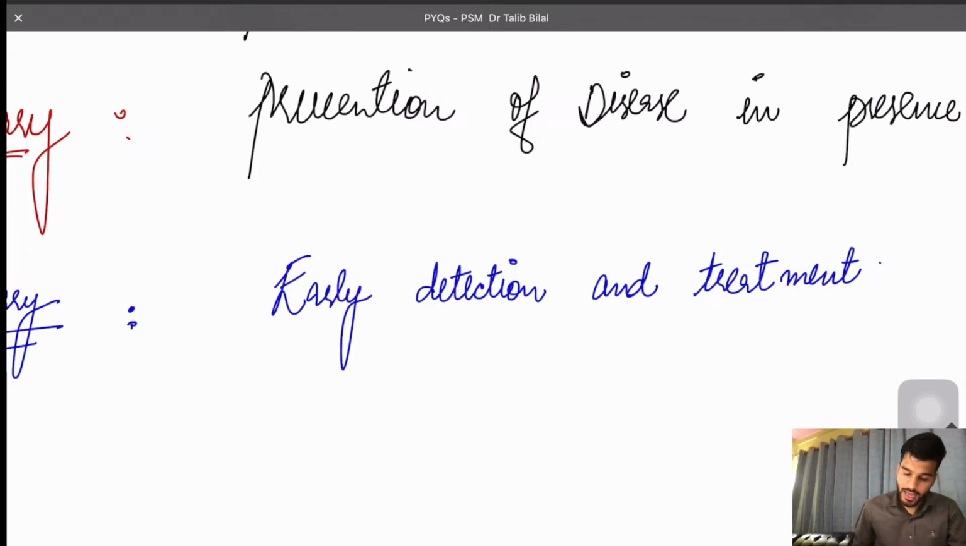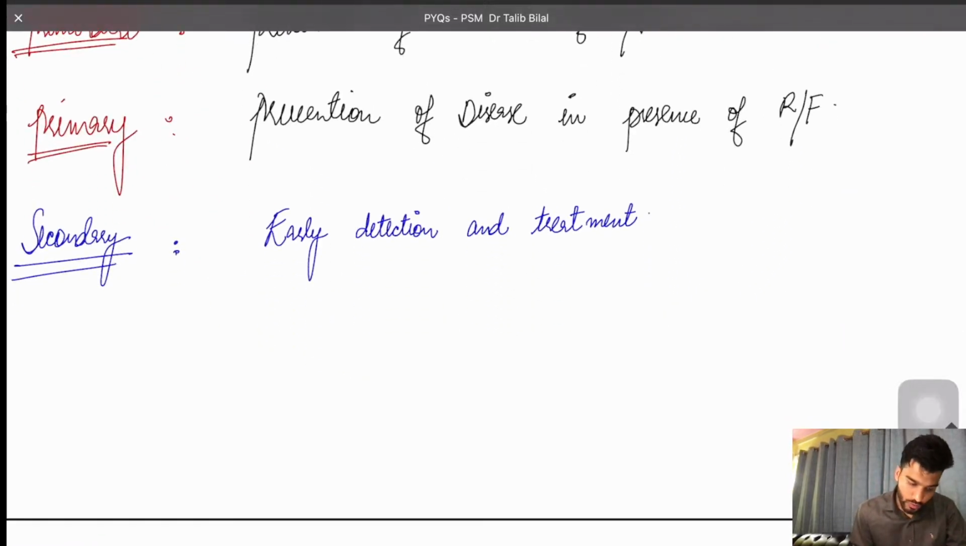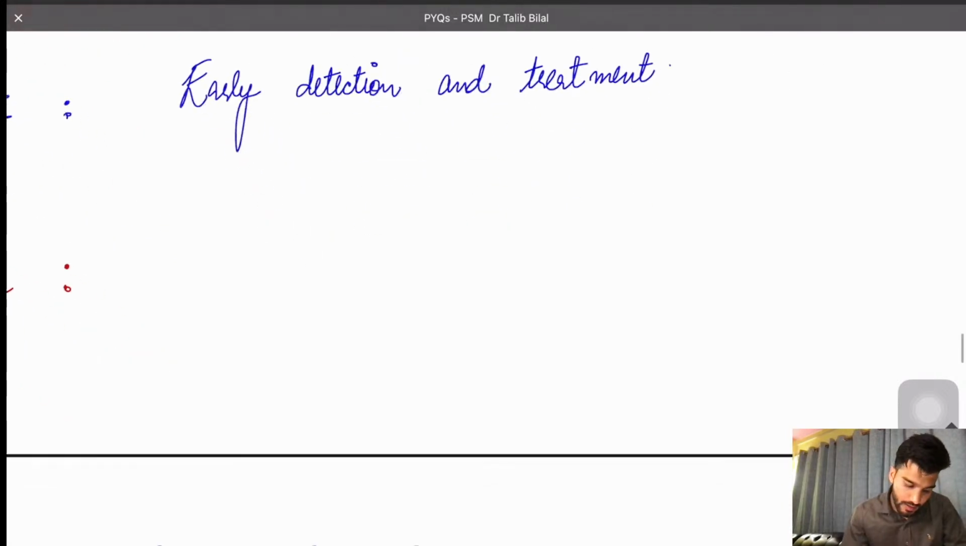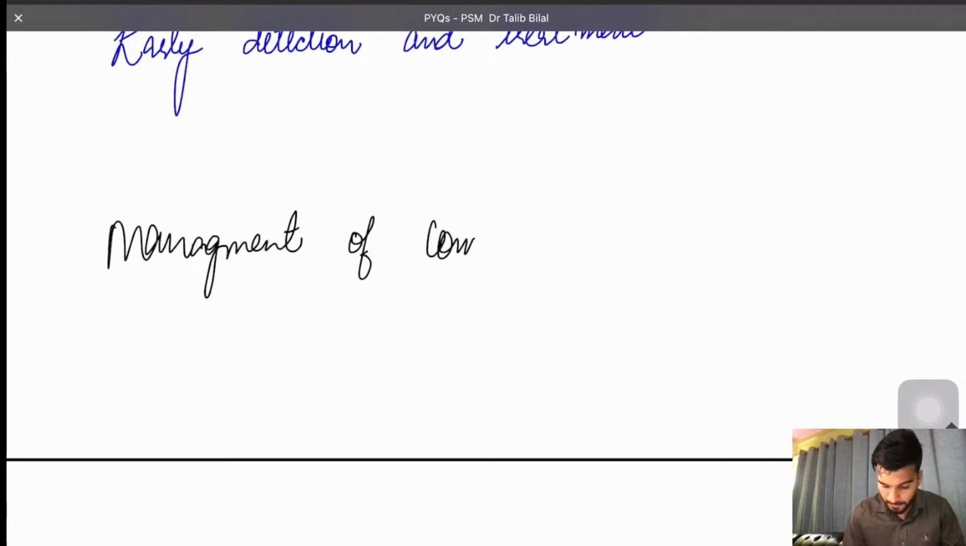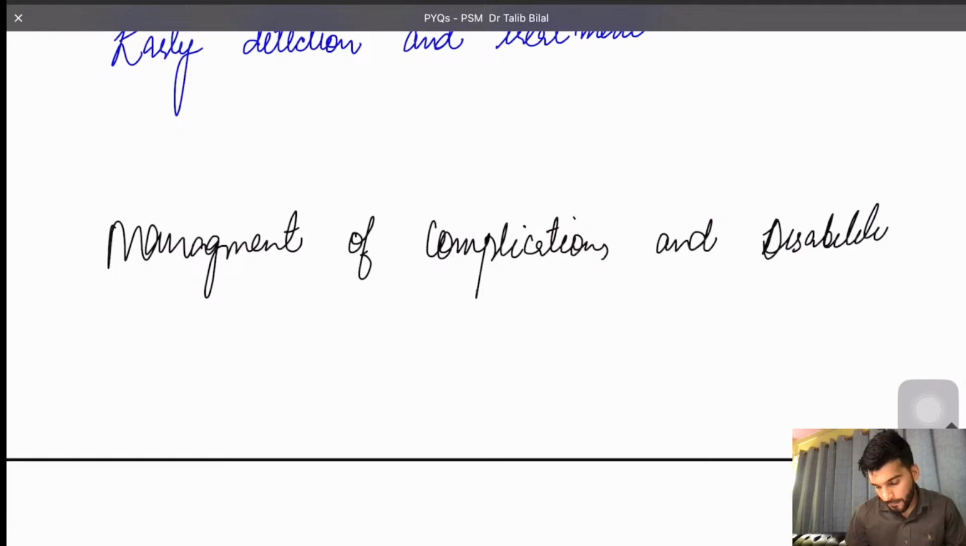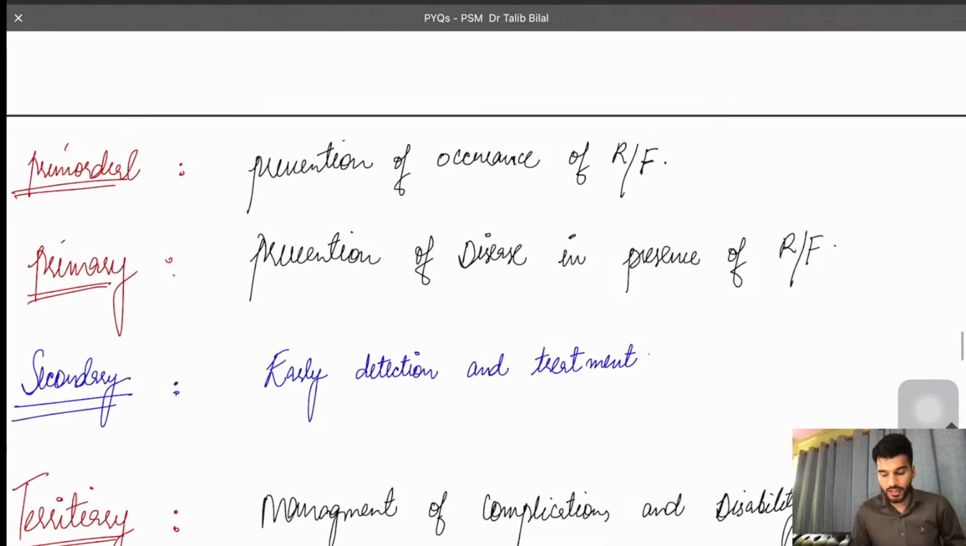Early detection and treatment. Then the last one goes to tertiary. What do I mean by tertiary level of prevention, guys? By tertiary level, I mean the management of complications and disability. So managing complications, like spectacles or crutches in polio, all goes to the tertiary level of prevention.